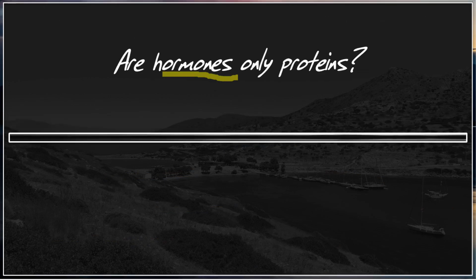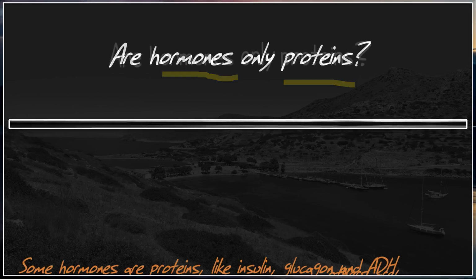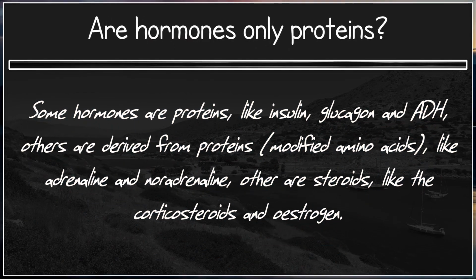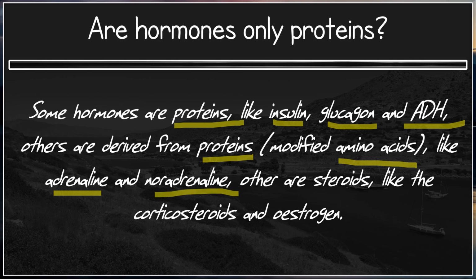Are hormones only proteins? Some hormones are proteins, like insulin, glucagon, and ADH, and others are derived from proteins, modified amino acids, like adrenaline and noradrenaline. Others are steroids, like cholesterol derivatives and estrogen.